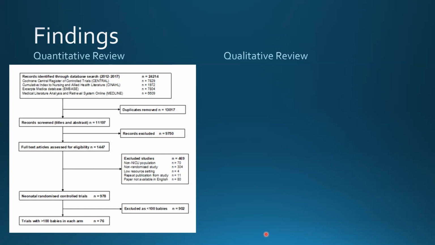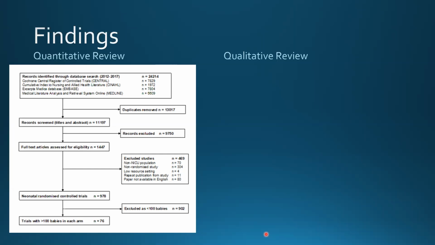The findings from the quantitative review, just to give you an idea of the number of studies that we were working with. As you can imagine, there were a lot of neonatal trials identified, initially over 24,000 through our searches. After duplicates were removed, we screened just over 11,000 titles and abstracts, and retrieved full text of just over 1,400 articles assessing for eligibility, and screened again on full text using the same criteria that we used at the title and abstract stage.